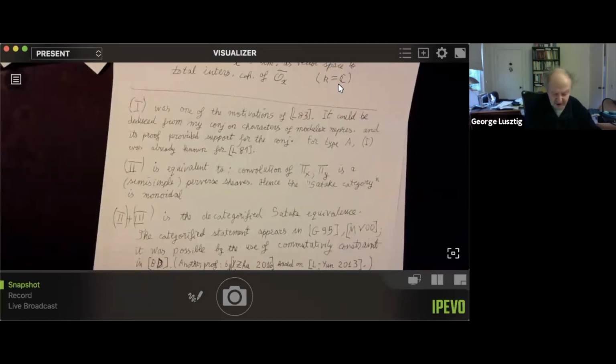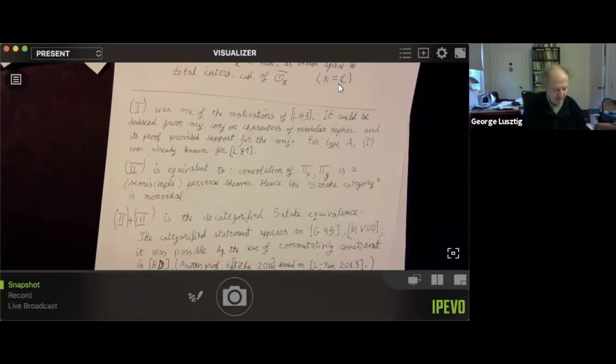Okay, and I should also say that Mirković and Vilonen also consider coefficients mod p, which is even more interesting.